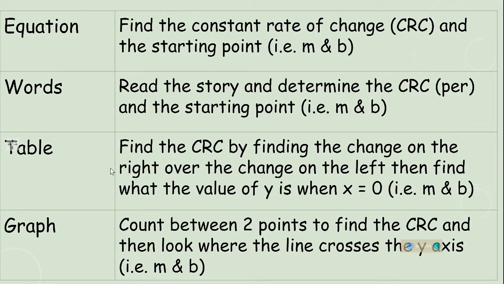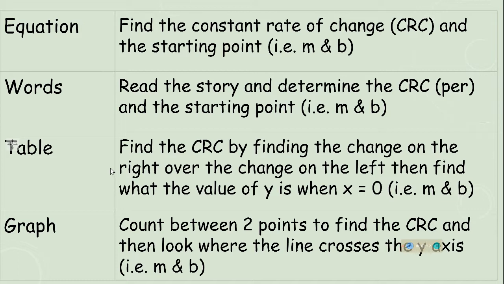In words, you're going to look for the word per. That's going to tell you how much your constant rate of change is. So much money per hour, so many miles per gallon. The per tells you you've got your constant rate of change. Then you look at the starting point.